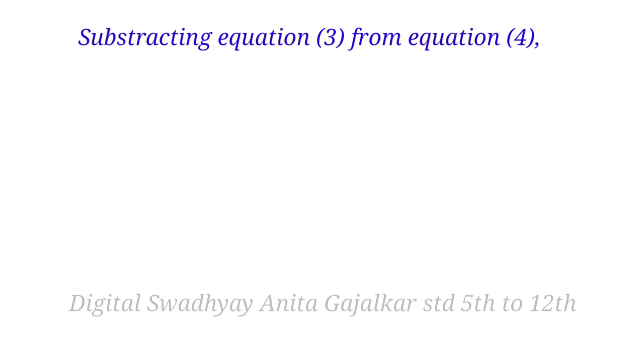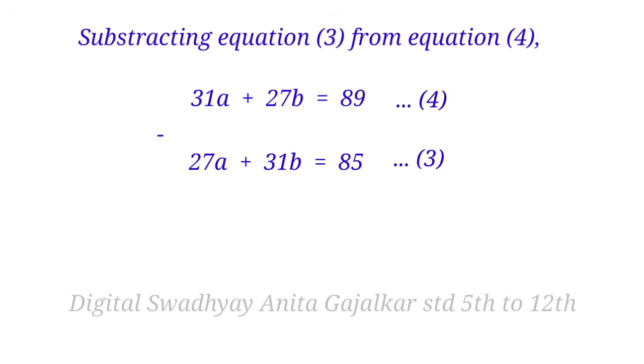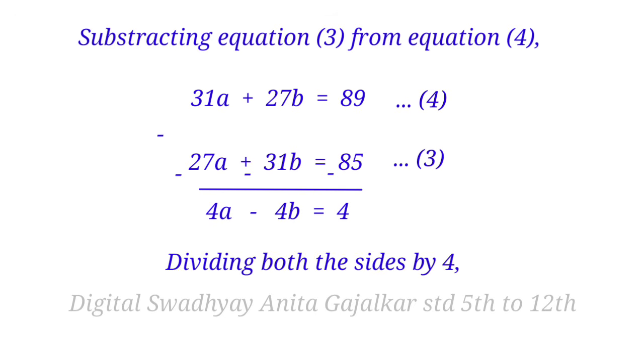Subtracting equation 3 from equation 4. 31a plus 27b equal to 89 minus 27a plus 31b equal to 85. यहाँ पर हम सब्सट्रैक्शन कर रहे हैं, इसलिए थर्ड इक्वेशन के साइन चेंज हो जाएंगे। 4a minus 4b equal to 4. Dividing both the sides by 4, a minus b equal to 1, equation number 6.